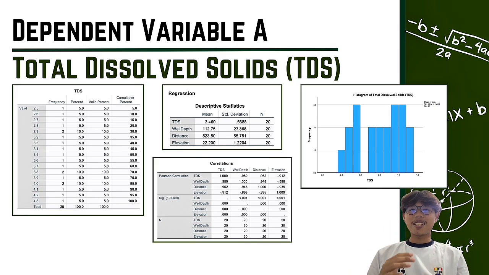So in conclusion, TDS was selected as the dependent variable because it is an important indicator of groundwater quality. Using SPSS software, we were able to analyze its distribution and the relationship with the independent variables. The results show that TDS is strongly influenced by well depth, distance from the potential contaminant source, and elevation, making it a valuable measure for assessing groundwater quality.